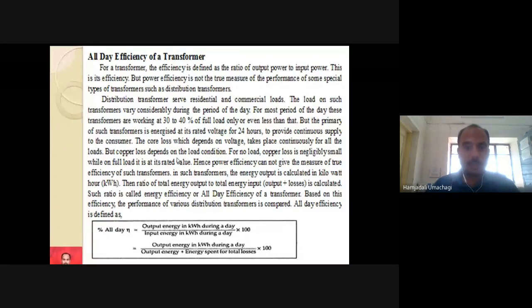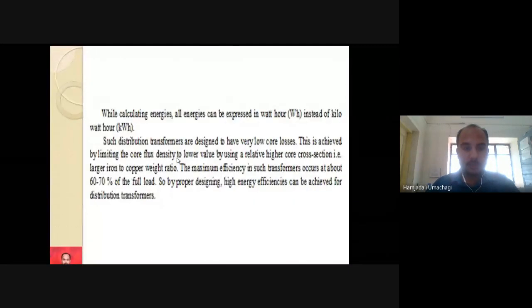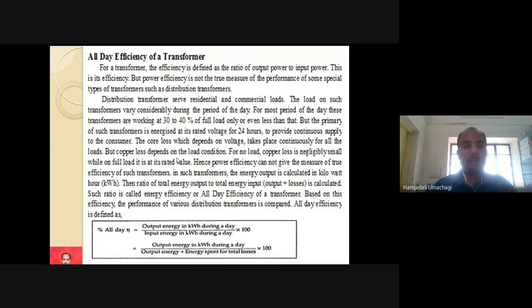So in today's class, I have planned to discuss the all-day efficiency of a transformer, right? In the previous concept, we calculated efficiency and regulation using the OC and SC tests. But now there is a special term, what we call the all-day efficiency of a transformer, right?